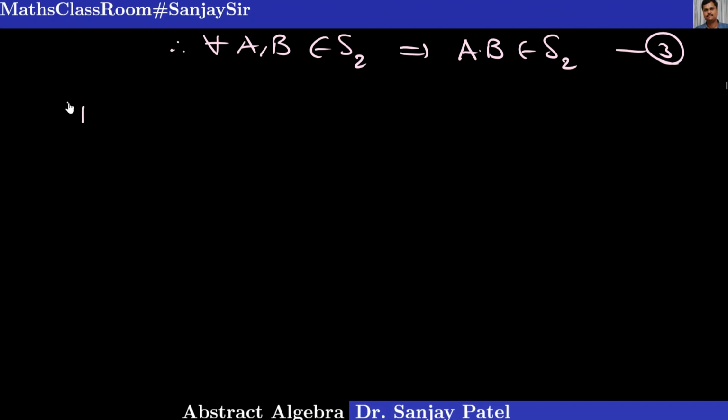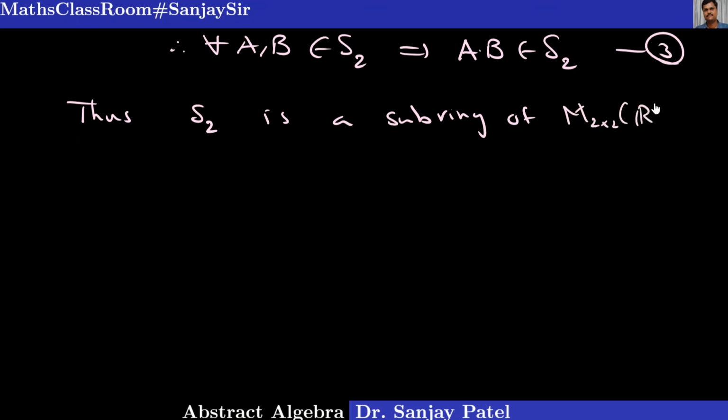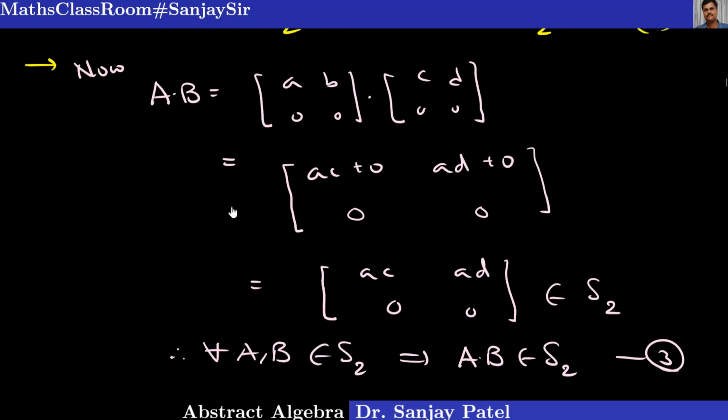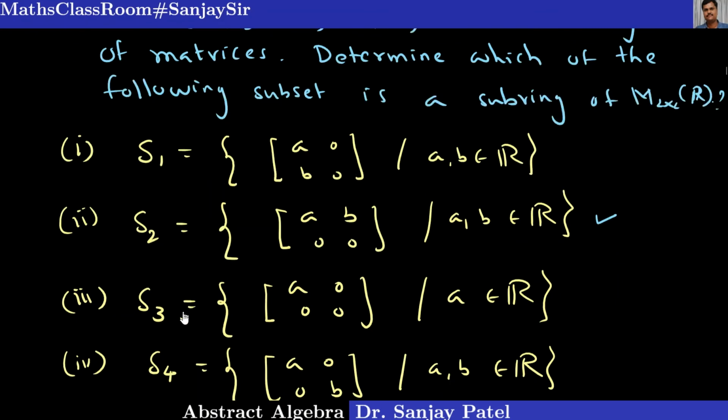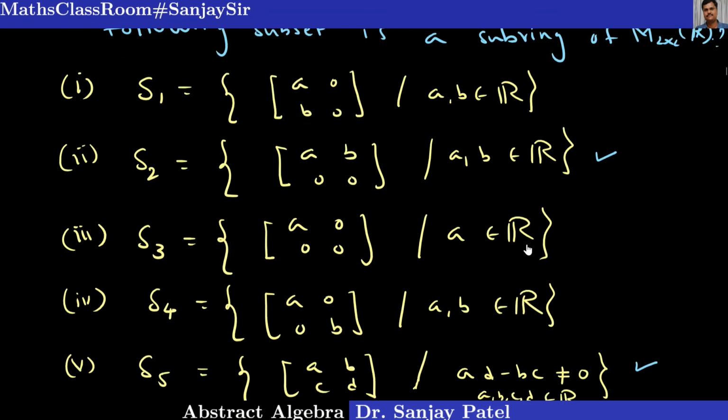So thus S2 is a subring of the ring M2 cross 2 of real matrices. The subring is also denoted by the same symbol as the ring because it is also a ring. And I'll just tell you that all these sets given in this exercise, S1, S2, S3, S4, are all subrings of the ring of matrices. You can try and give the detailed proof.